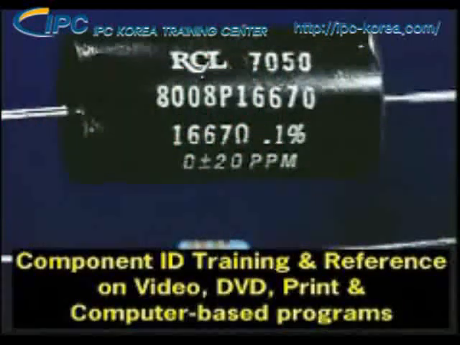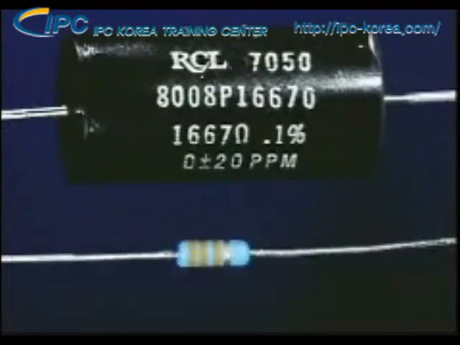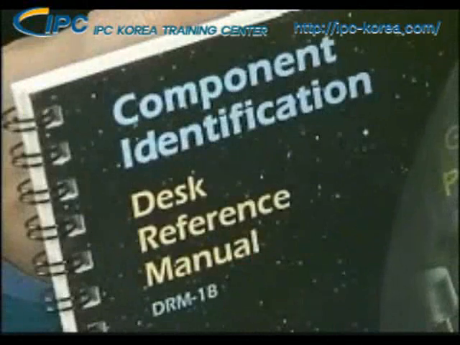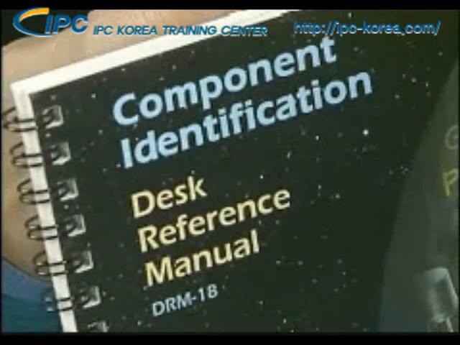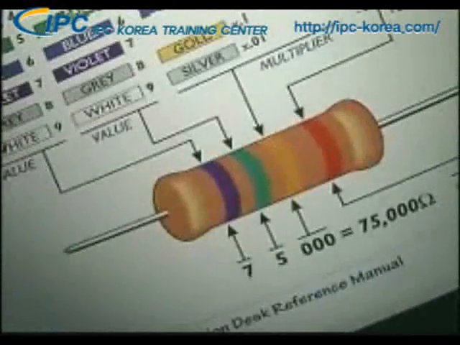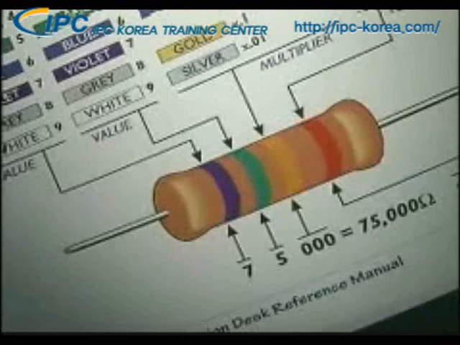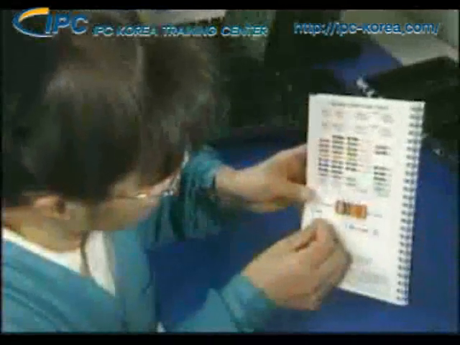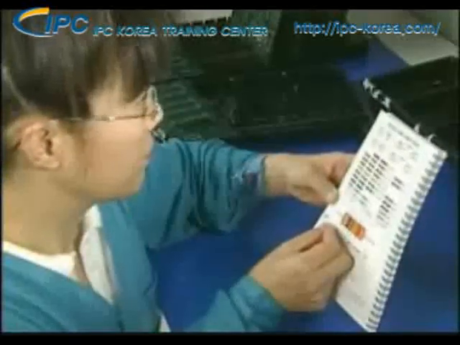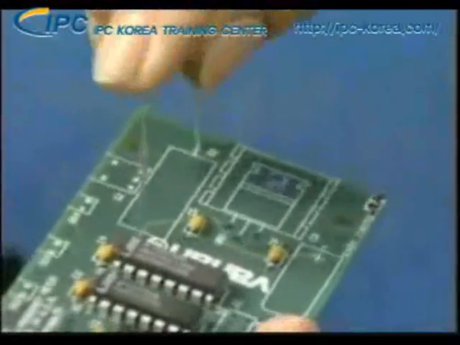The value and tolerance of the resistor is either printed on the component or is calculated by decoding color bands into numbers. The IPC Component Identification Desk Reference Manual, IPC DRM 18, contains a color code chart for resistors and an explanation of how to read the color bands. It may be important that you understand how to decode the color bands so that you can determine the value and tolerance of a particular resistor. This way, you can be sure the correct resistor has been installed on the circuit board.